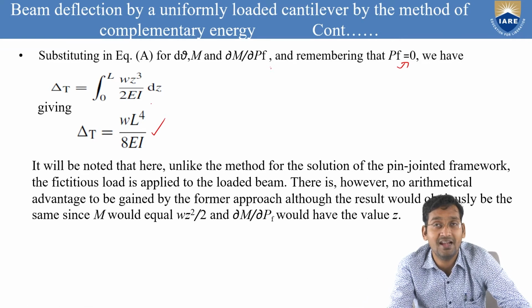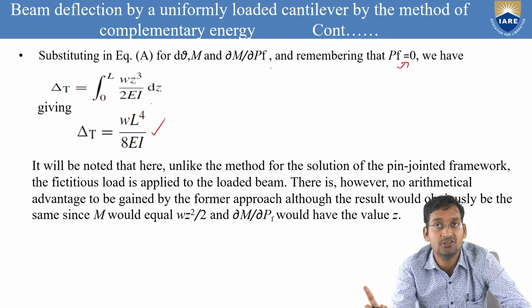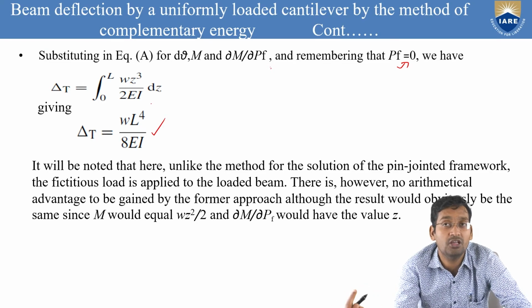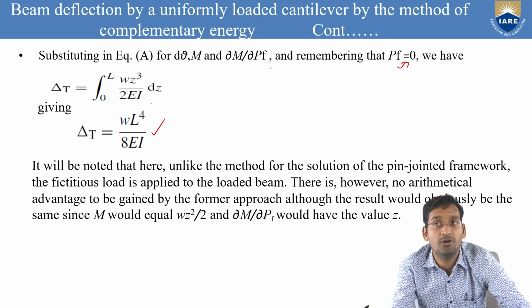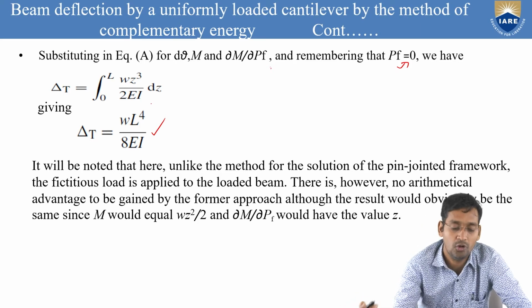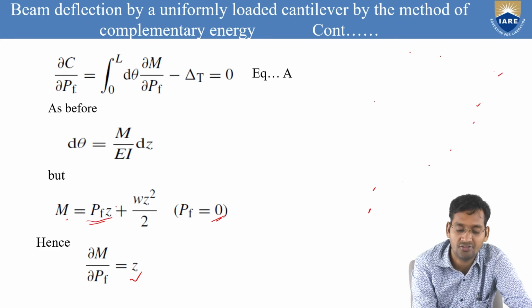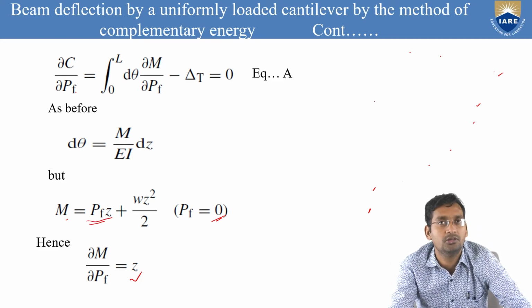So it will be noted that here, unlike the method for the solution of the pin joint framework, the fixed load is applied to the loaded beam. There we were assuming it, but in this case it's already loaded and then we are applying the fixed load. There is however no arithmetical advantage to be gained by the former approach, although the result would obviously be the same, since M would equal w z square by 2. Means whatever the former, without the fixed load there is no advantage, because anyhow the moment we get is the same, w z square by 2. And here also, after substituting Pf as 0, we get the same w z square by 2. So there is no difference.